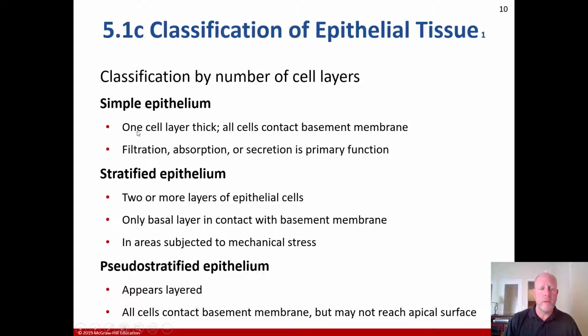Simple epithelium, it's one cell layer thick. All cells contact the basement membrane for filtration, absorption, or secretion, where that's the primary function. Stratified epithelium, 2 or more layers of epithelial cells. There's only a basal layer in contact with the basement membrane and area subjected to mechanical stress. Pseudostratified epithelium appears layered. All cells contact the basement membrane but may not reach the apical surface.